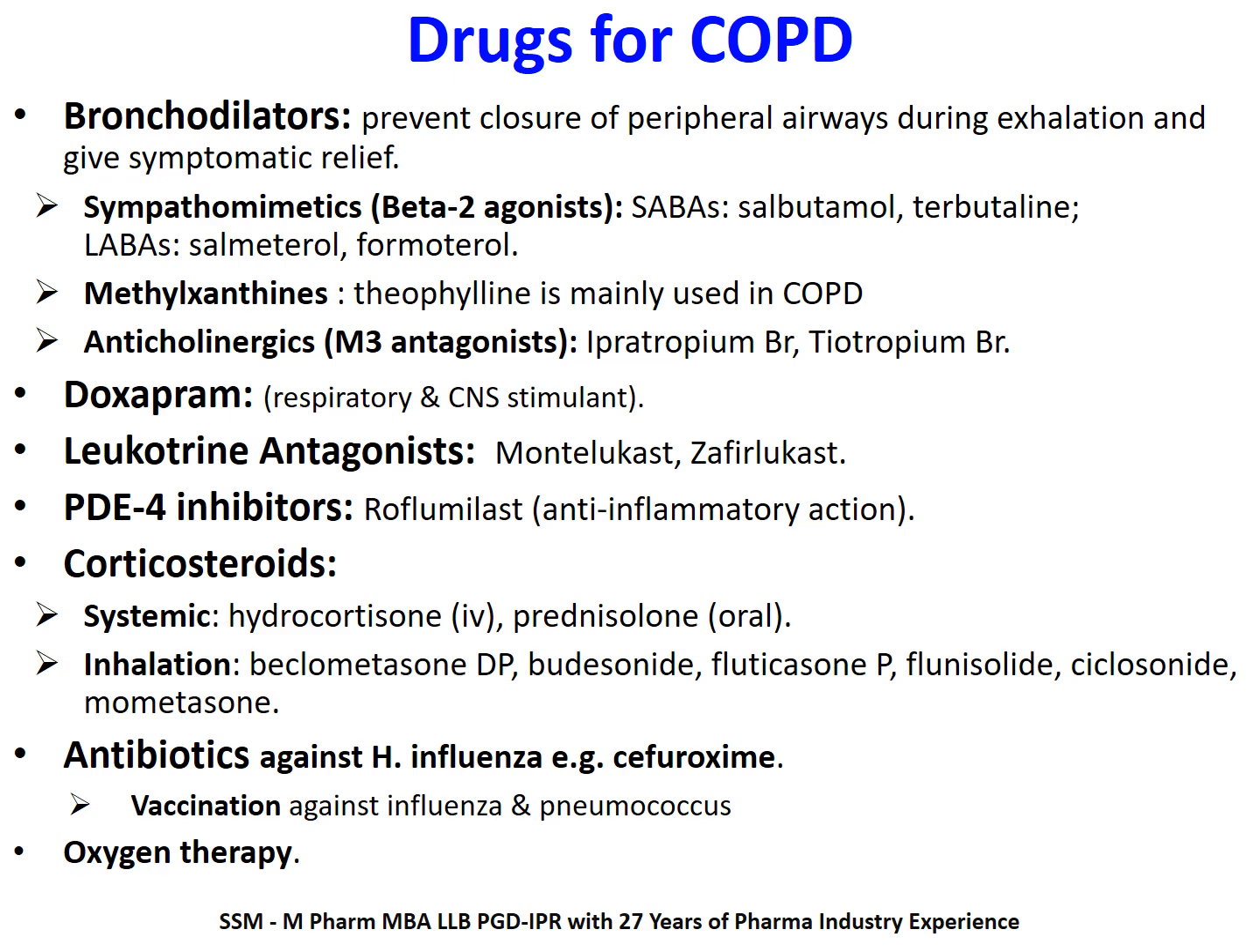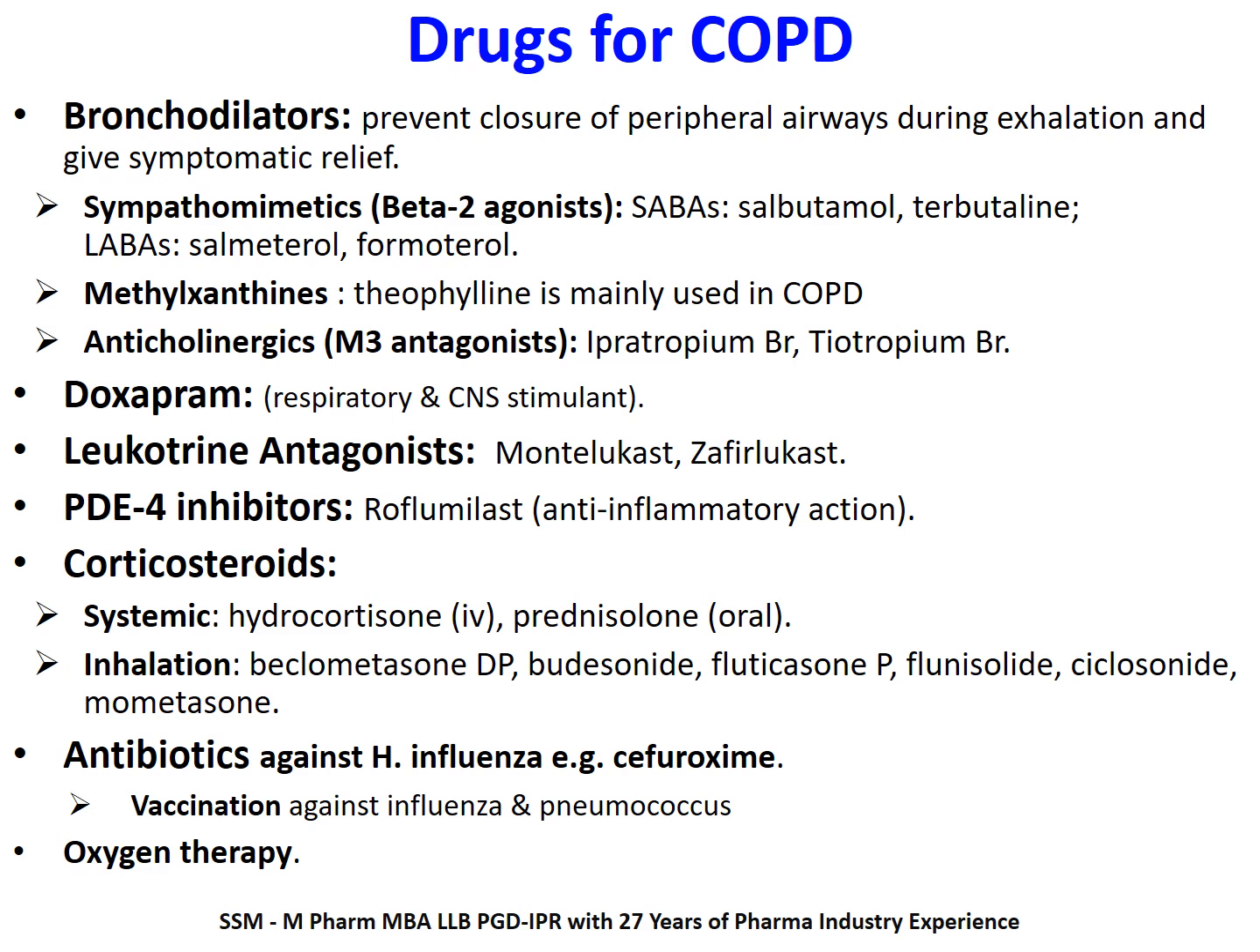The next bronchodilator category is methylxanthines, and under this category, theophylline is mainly used in COPD. Anticholinergics, which are muscarinic M3 receptor antagonists. In this category, you have ipratropium bromide and tiotropium bromide. Doxapram, which is a respiratory and CNS stimulant, is also used extensively in COPD patients.